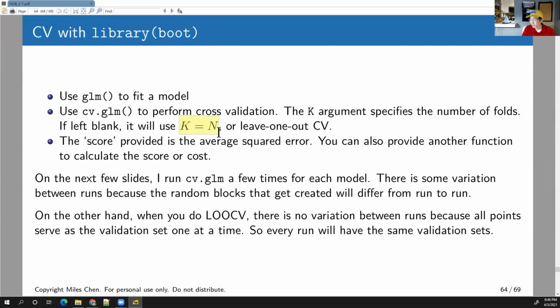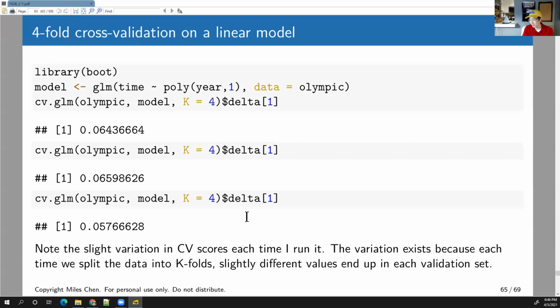If you don't specify k, then by default k is going to equal n, and that's going to perform leave-one-out cross-validation. And cv.glm is going to provide a score, the average squared error. You can provide another function to calculate some other measure of error other than the mean squared error. I run this in the following slides, and you'll see there's a little bit of variation because of the random blocks. Whereas if you do leave-one-out cross-validation, there's no variation because every data point serves as the validation set, and you get the exact same thing.